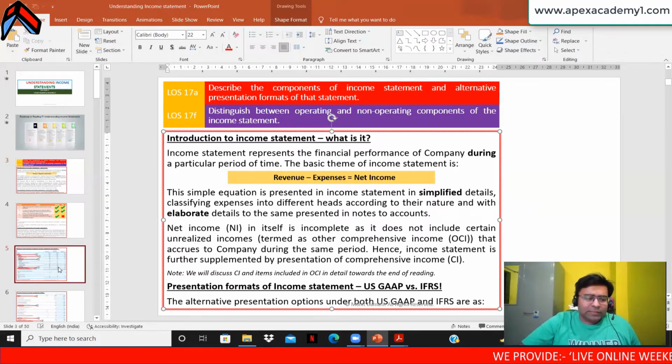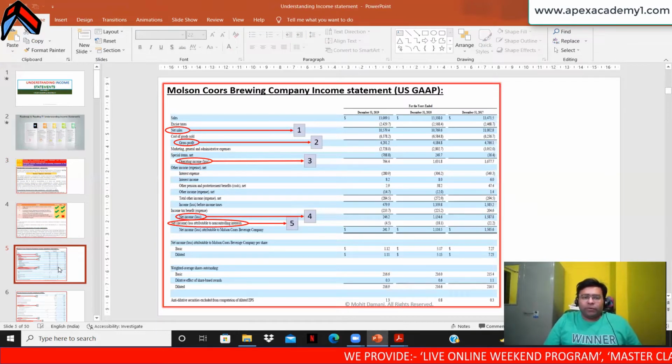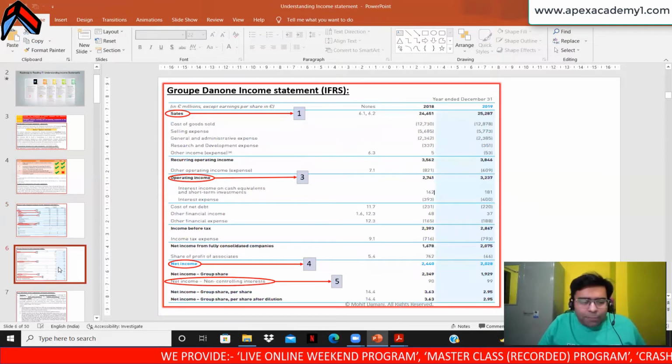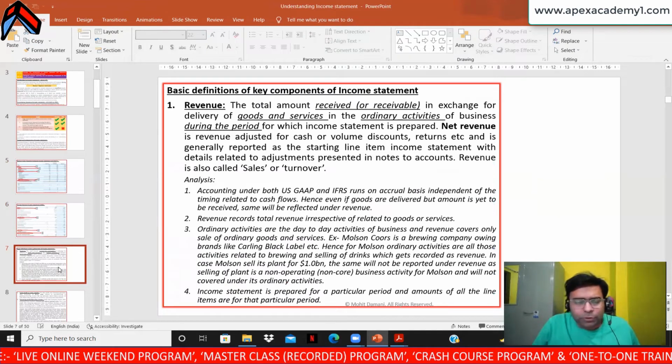Now this is an ideal format, or a real life presentation, of an income statement as per US GAAP and IFRS. I'm not going into detail because you are supposed to know this particular thing.